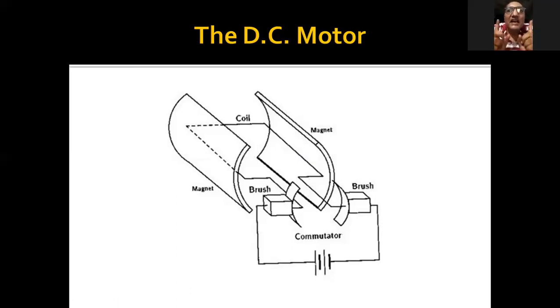When the direction of the current in its sides reverses, the direction of the forces acting on these sides will also reverse, and this helps to continuously rotate the coil in the clockwise manner, or in the same manner. So this is the DC motor.